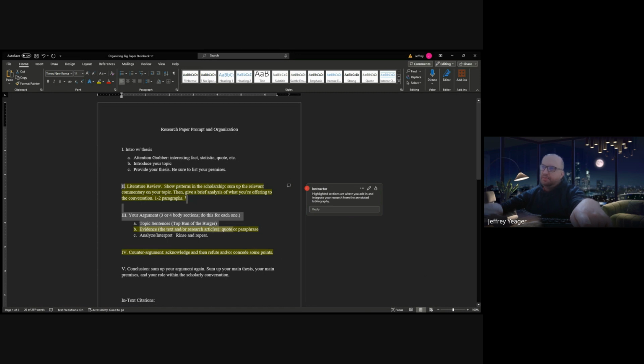And then when you get to your argument, remember the basics of good textual analysis. You have topic sentences. I like to compare these to burgers. The topic sentence is the top bun of the burger. Analysis and interpretation is the bottom bun. Evidence is the meat. Your evidence comes from quoting the text, arguing from the text. Whatever your argument is, you have to give textual support to anchor yourself within the text.